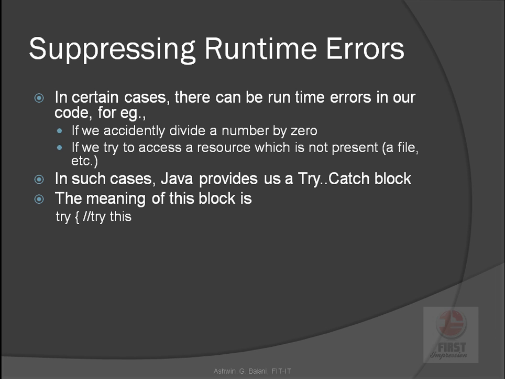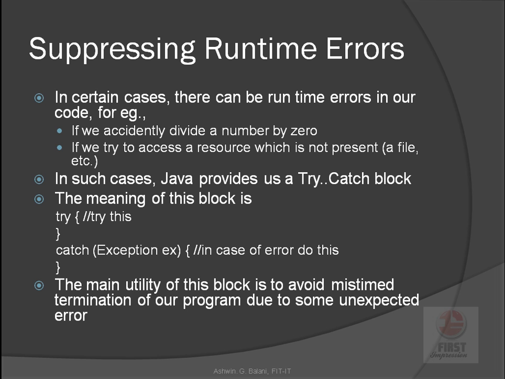The meaning of this block is: try, bracket open, and you do some statements over there, try this. In case of a runtime error, which is also called an exception, you catch that exception, and in case of the error you do this. So the main utility of this block is to avoid premature termination of your program. So in case your program is running beautifully and at some point there is a runtime error, that runtime error should not close your program, but it should warn the user that something has gone wrong. Now you have to correct this and then continue. So this is the main utility of the block.